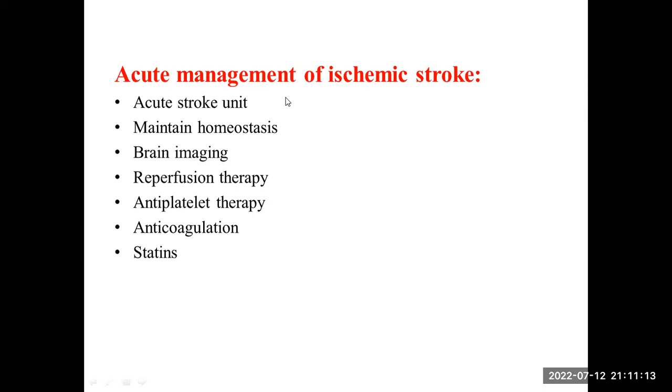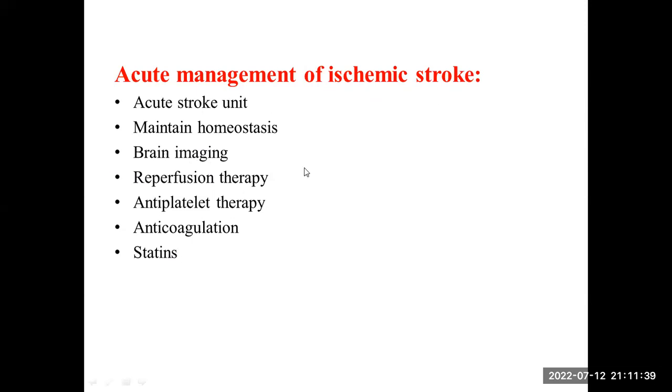So in thrombolysis, we will use a group of drugs which will mimic the action of the endogenous tissue plasminogen activators. These drugs are called recombinant tissue plasminogen activators. For example, we have a drug called alteplase, we have tenecteplase. This group of drugs can be used in the acute management of ischemic stroke, and it also can be used in acute coronary syndromes.